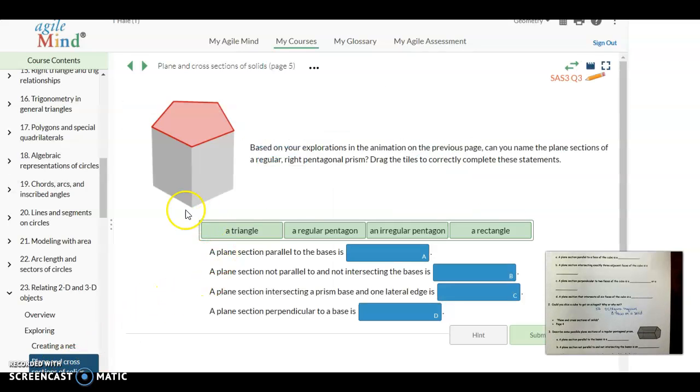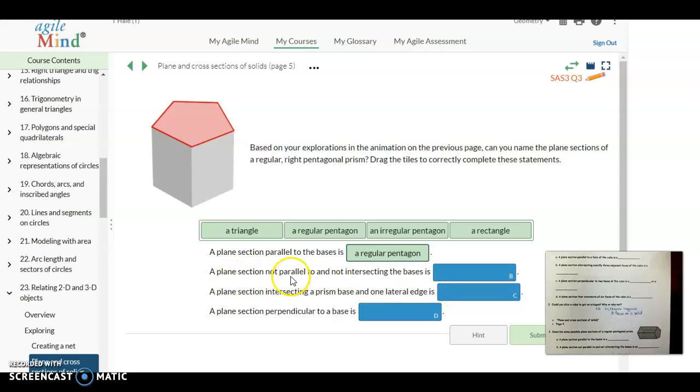Okay, so one of the solids you looked at in the animation was a right pentagonal prism, a regular one, so all 5 sides are the same length. If you do a plane section parallel to the base, which again is called a cross section, you always get the shape that the base is. And we know prisms are named by their base, so since it's a right pentagonal prism, you're going to get a regular pentagon as a result. Whatever the base is, you have the same shape.